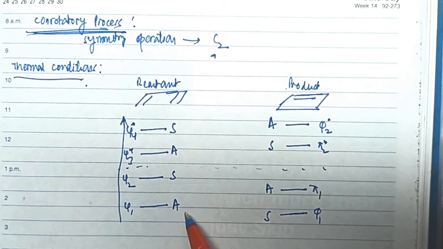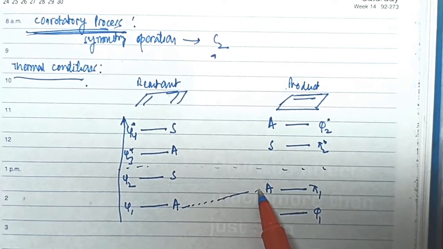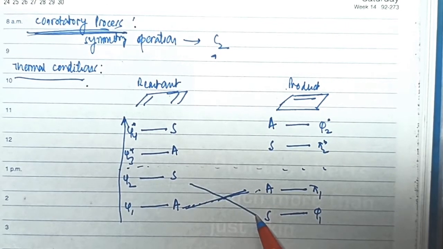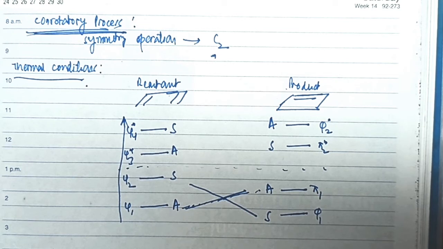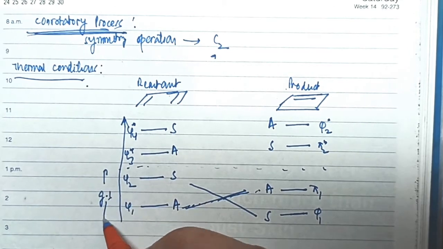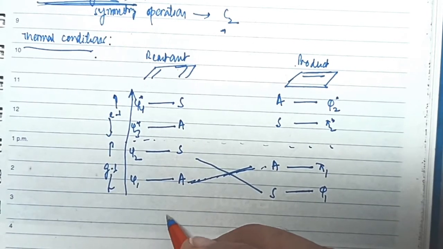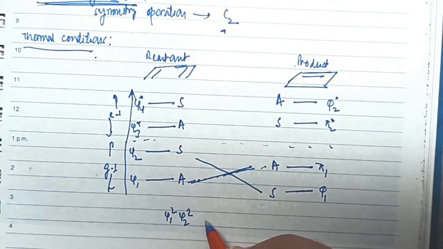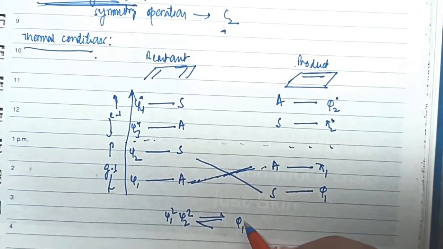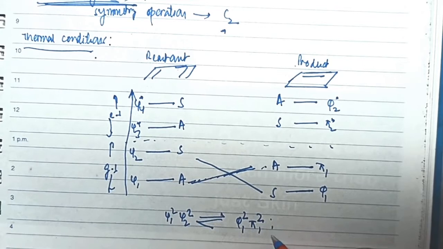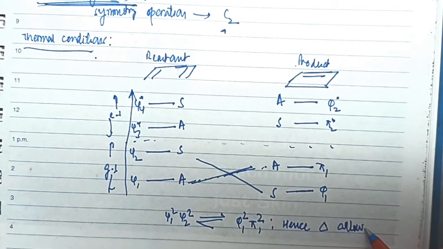And if you correlate here, see, A correlates with A, S correlates with S, that means the ground state is matching. Even if it's not a direct matching, even if it is crisscross matching, the total reactant molecular orbital symmetry and total product molecular orbital symmetry in the ground state, this is the ground state of course, and this one should be the excited state, is matching. Since it is matching, I can use this word that phi 1 squared phi 2 squared correlates with phi 1 squared and pi 1 squared. Hence, this process is thermally allowed.